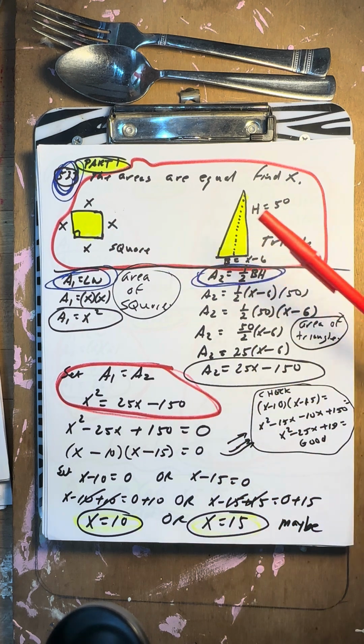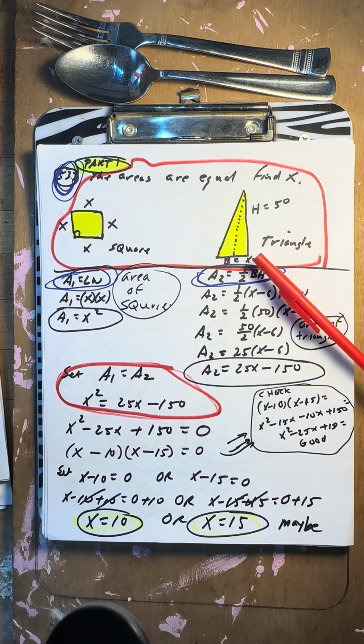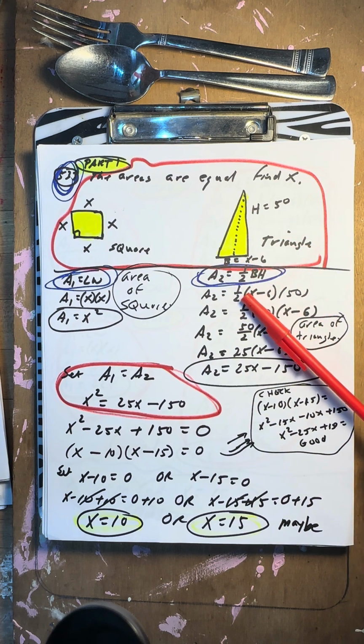But that's the same, right? Area of a square, length times width: x times x is x squared. Area of a triangle, 1/2 base times height. The base is x minus 6. The height is 50. Put those in there.